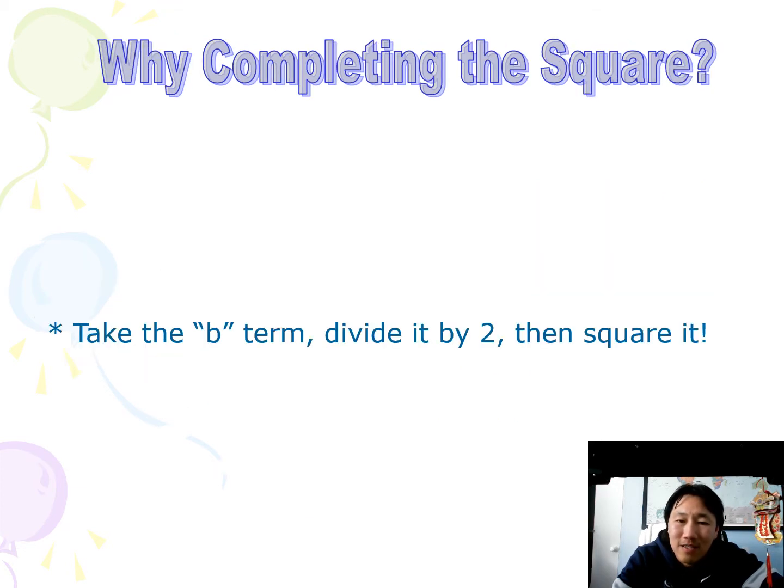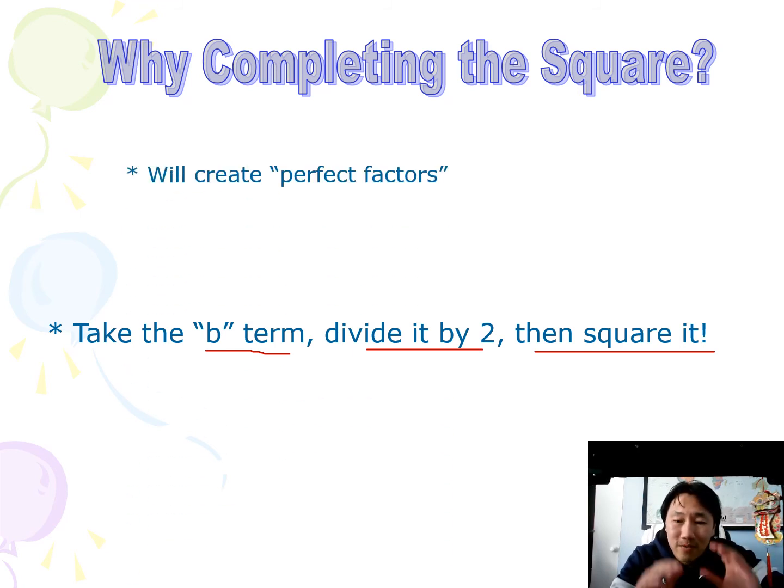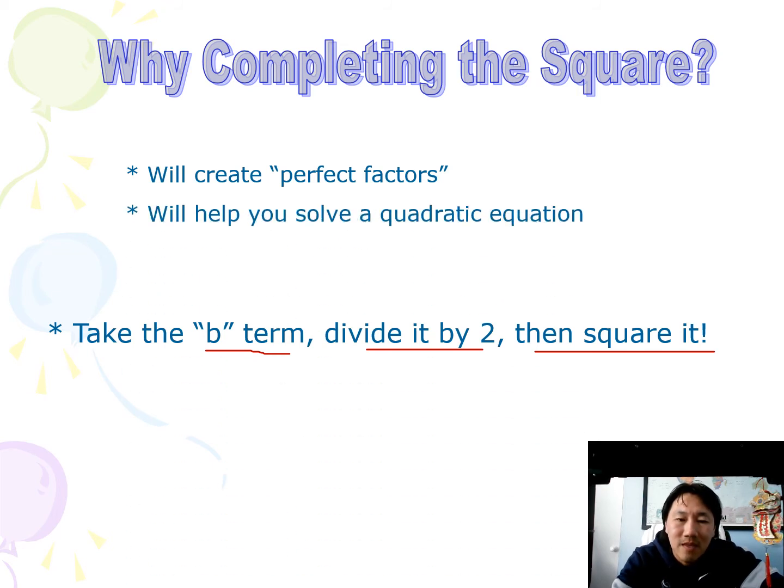Why use completing the square? So this is the method that this section is about. To complete the square, you just take the b term, you divide it by 2, and then you square it. Now that's not going to mean anything to you until we start doing an example. But why do we do this? It's to create that perfect problem that we just did. It'll help you solve the quadratic equation. And it will help you find the vertex of your graph later on as well. All right, so let's do some examples.